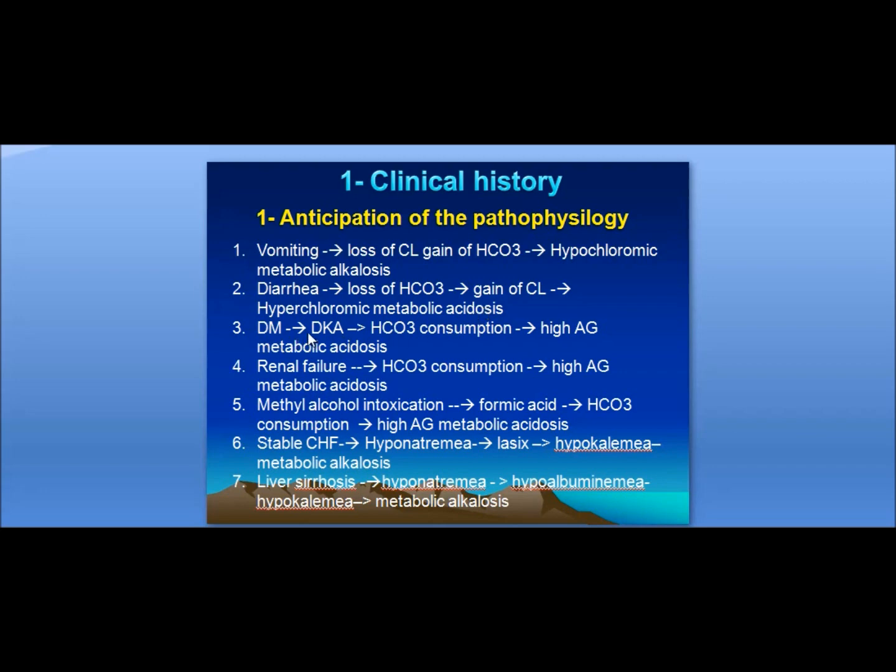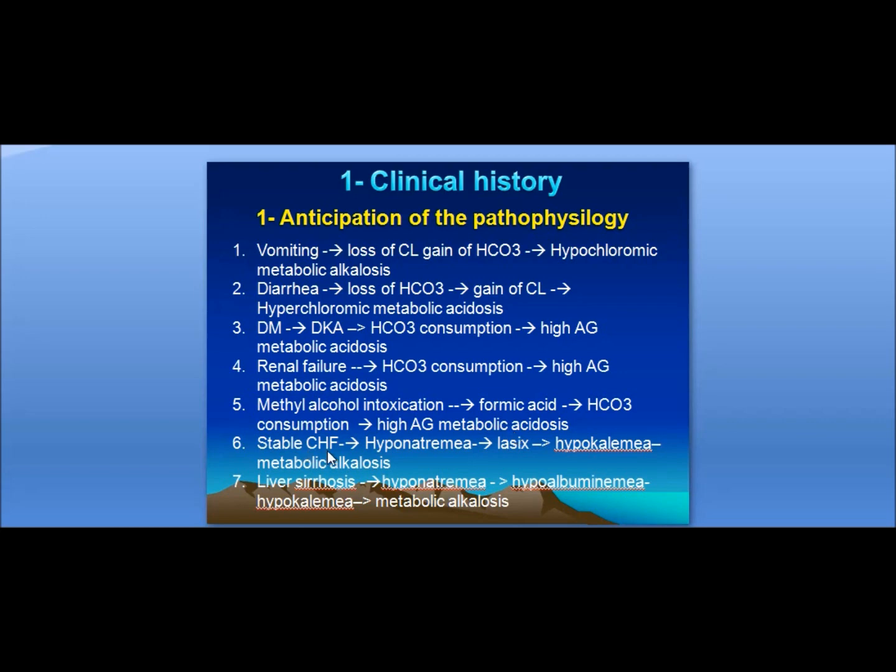If the patient develops diabetic ketoacidosis, bicarbonate will be consumed, so he will develop high anion gap metabolic acidosis. In a renal failure patient, bicarbonate will be consumed by the fixed acids to develop also high anion gap metabolic acidosis. Methanol intoxication will be associated with the formation of formic acid to consume bicarbonate and develop high anion gap metabolic acidosis.